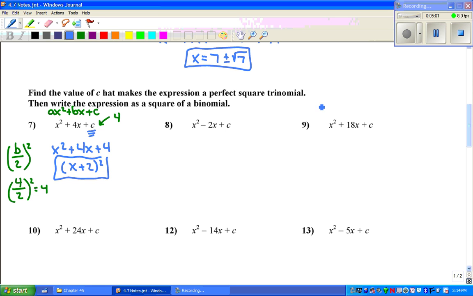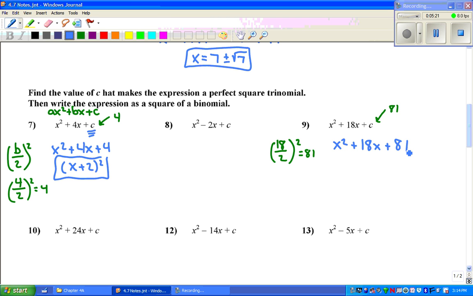Okay, number 9 here. Take the b value out. I've got 18 divided by 2, and that's going to be squared. So I'm going to end up with 9 squared, which is 81. This c value here is going to be 81. So my quadratic trinomial is x squared plus 18x plus 81.